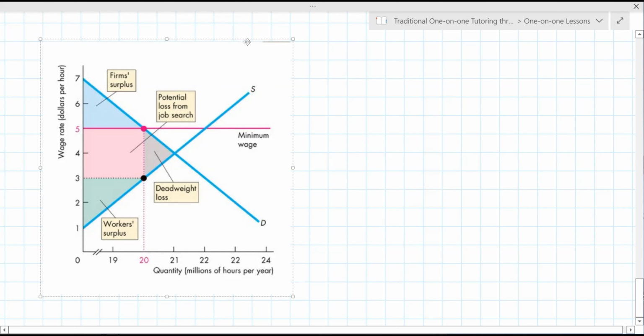Yeah, and that triangle. Okay. Yeah, the other thing isn't. I don't see any markings for that, for the pink area, like potential loss from job search. Yeah, okay. All right, that makes sense though. Okay.